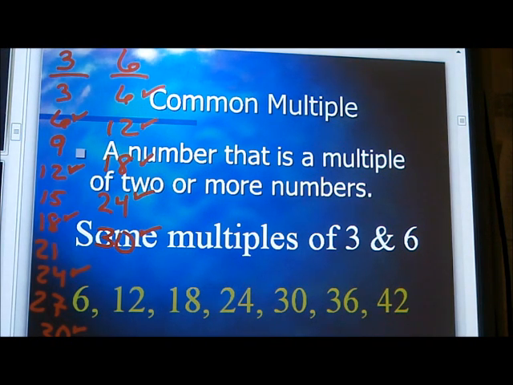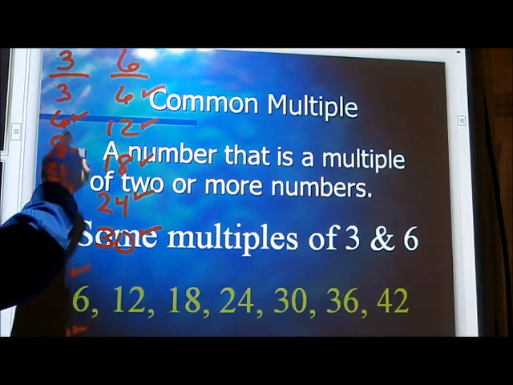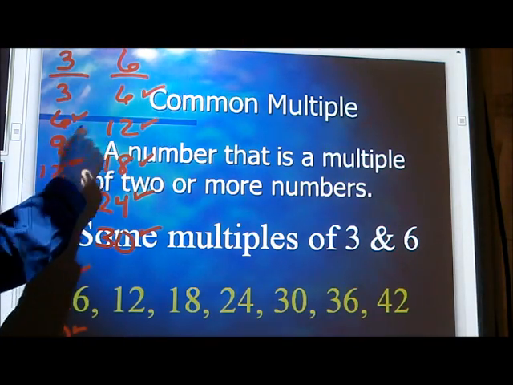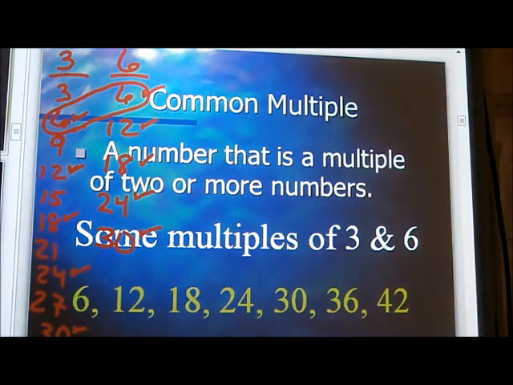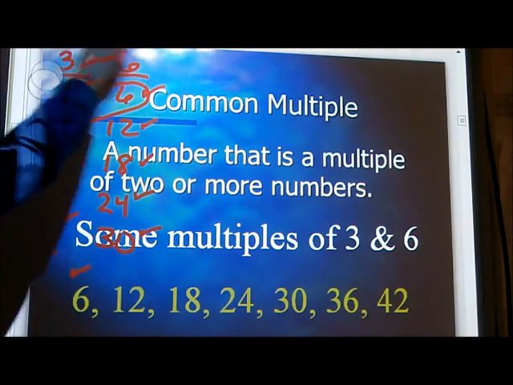When it asks for the least common multiple, you're going to look at the smallest number that they have in common. So for instance, this one would be 6, would be the least common multiple. Okay? I'm just going to erase that, and we'll look at something else here quick.